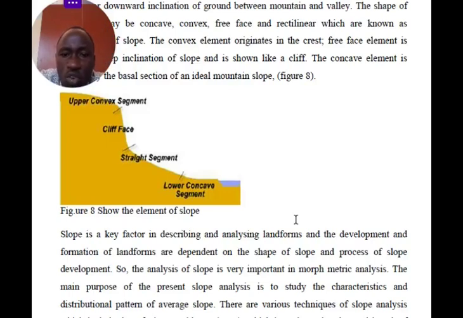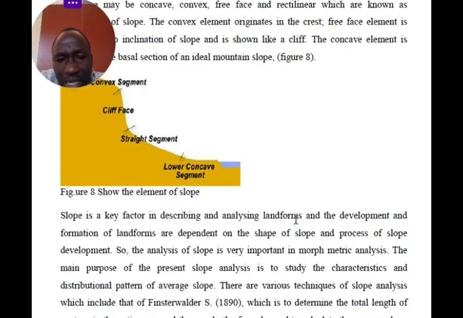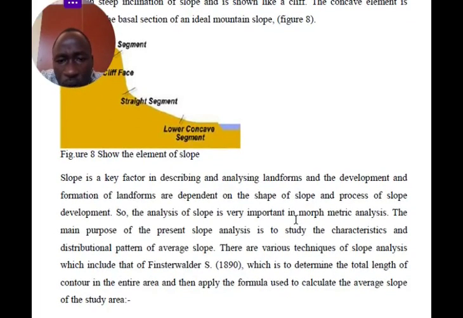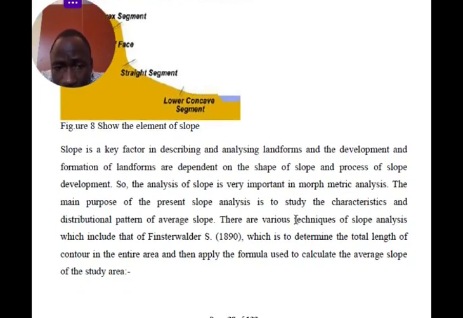And now when we move on, we are going to be looking at which landforms may be formed in different areas. They're saying that a slope is a key factor in describing and analyzing landforms, and the formation of different landforms is dependent on the slope and the processes of slope development. So the analysis of the slope is very important in landform analysis, as we are going to be seeing.